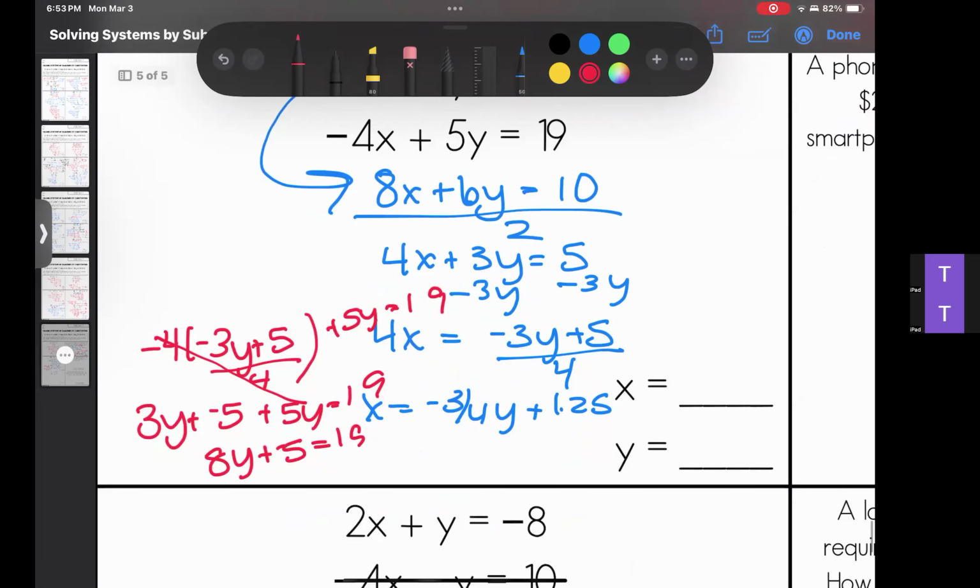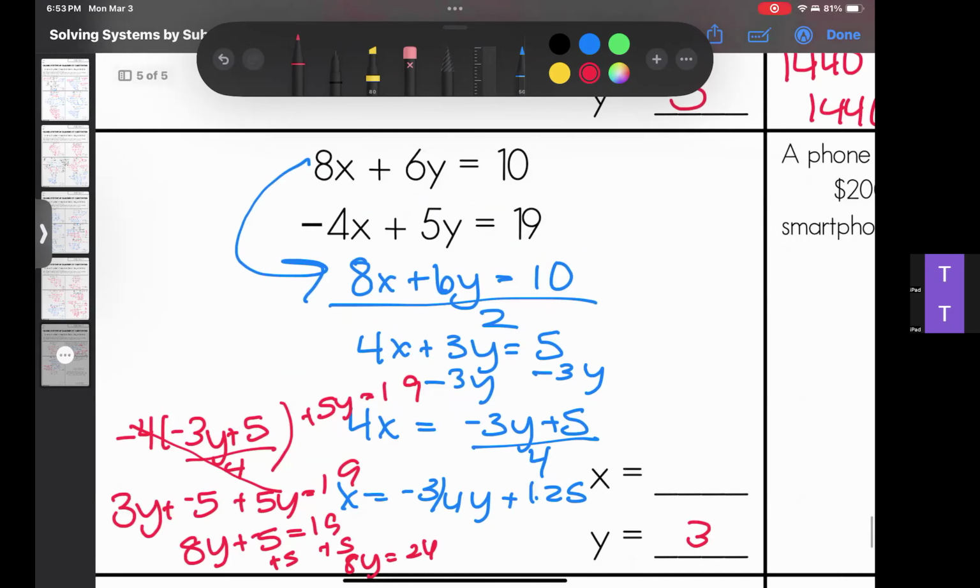And when we add 5 to both sides, 8y equals 24. Yes, y equals 3. Oh, I love that so much. See, it's a terrible equation with a great solution. All right, so we're going to take that y. So which one do we use? We use this one.